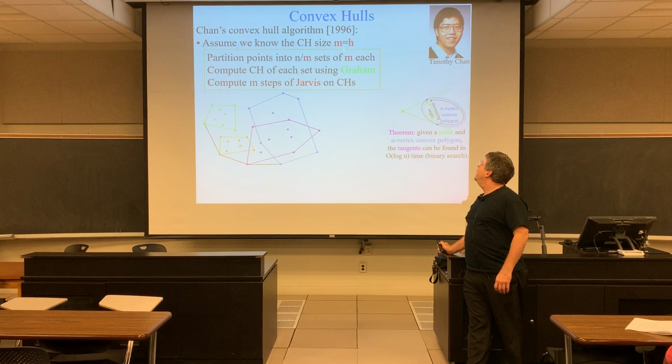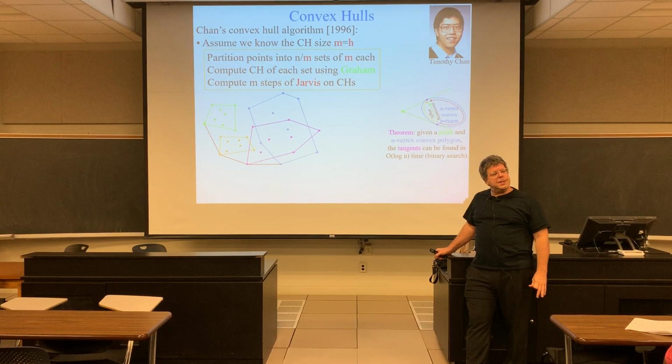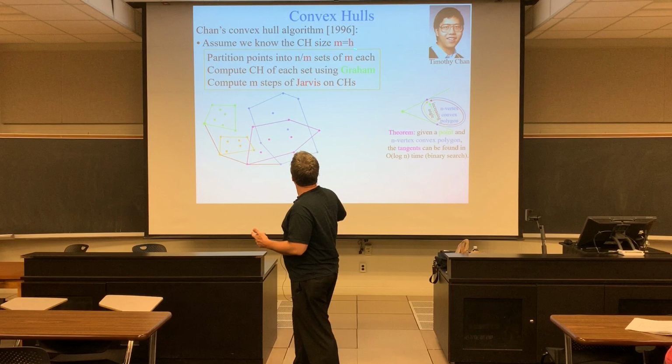M times. How many is that? Because M is the size of the convex hull. So after M of those procedures, you'll have the entire convex hull. But you don't know what M is, because M is equal to H. If you knew what M was, your job would be very easy. Do it M times, you'll be done. But M is part of the output. M is equal to H. So we don't know what H is, so we can't do it H times.